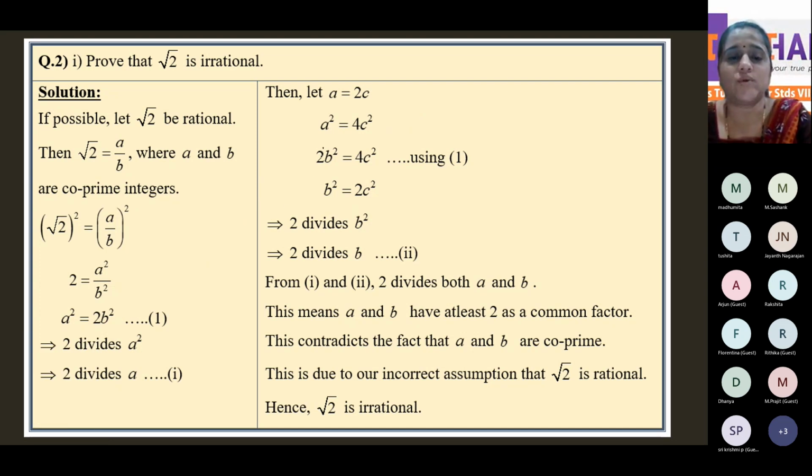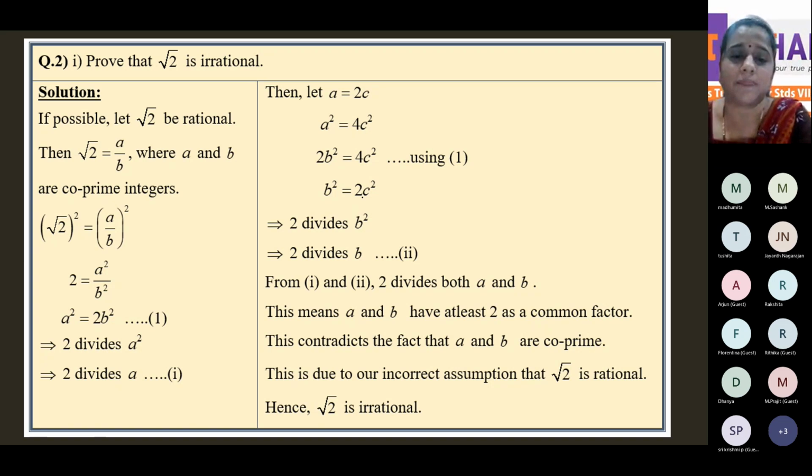You can cancel. This 2 will come down here for division. So B square is equal to 2C square. B square is equal to 2C square, children.